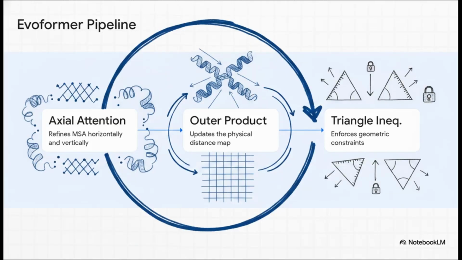Inside this continuous loop, the data passes through some major processing stations. It uses attention mechanisms to refine the evolutionary data, passes that new intel to the distance map, and then applies strict geometric rules to make absolutely sure those distances actually make sense.